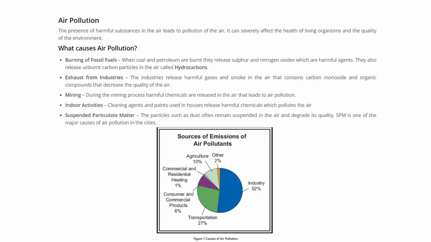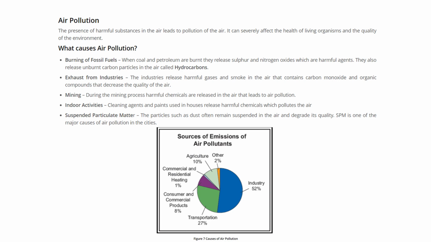So coming to the next point, air pollution. So the presence of harmful substances in the air leads to pollution of the air. It can severely affect the health of living organisms and the quality of the environment. So this is the definition of air pollution. So next we'll be learning about the causes of air pollution. So the first cause is the burning of fossil fuels.